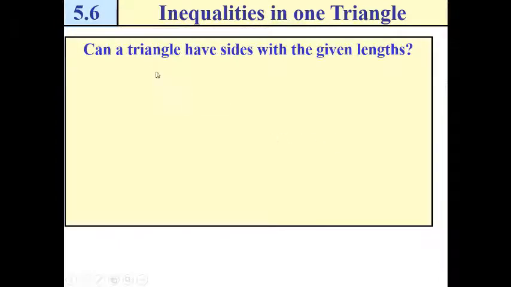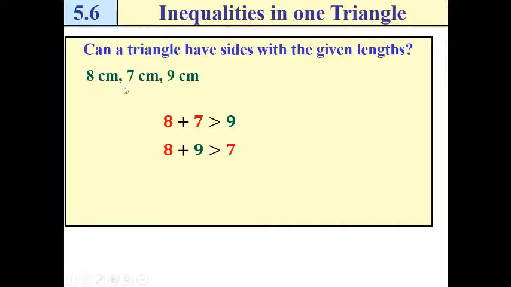Let's solve this question. Can a triangle have sides with the given lengths? We have the given lengths 8, 7, 9. Can we draw a triangle with the given lengths? Let's check if the given lengths represent a triangle by adding any two sides and checking if their sum is bigger than the third or not. 8 plus 7 is more than 9, and also 8 plus 9 is more than 7. 9 plus 7 is more than 8. Then the given lengths can be used to draw a triangle.